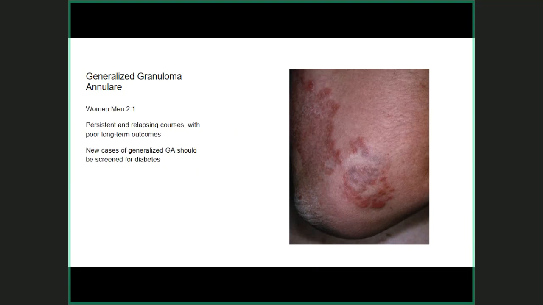Women more common than men, persistent and relapsing courses with poor long-term outcomes. And if you see a new case, you should screen them for diabetes.